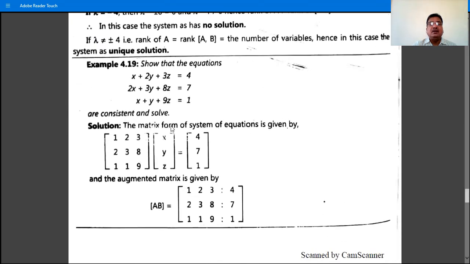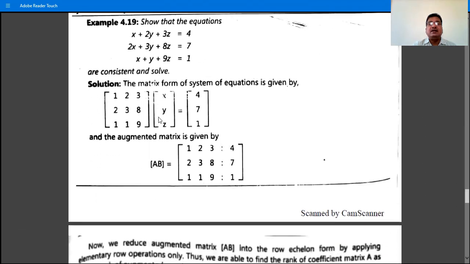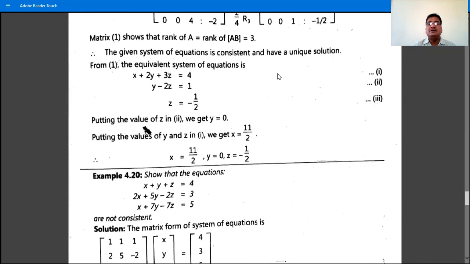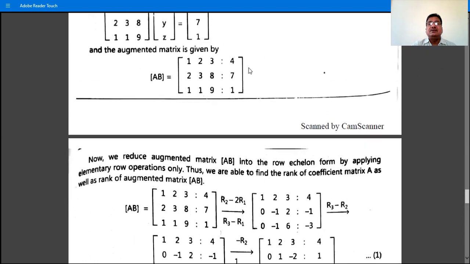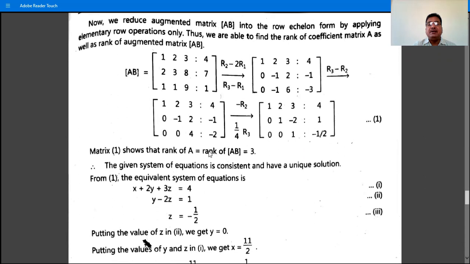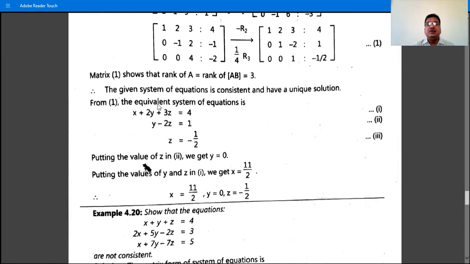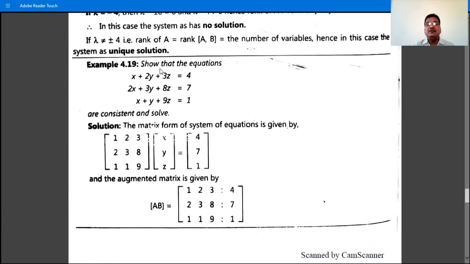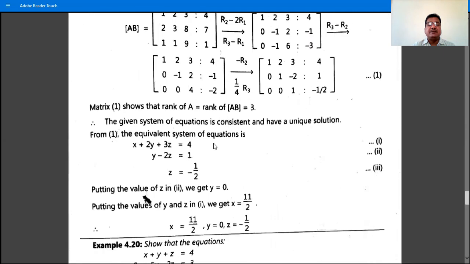So these are also some problems. Show that the system is consistent and then solve. So rank of A is 3, rank of AB is 3, and the rank of A is equal to rank of AB. The given system is consistent, and obviously has the unique solution, because it is equal to the number of variables. Number of variables are 3. Rank of A and rank of AB both are equal, and it is equal to 3. Therefore, the system has unique solution, and we have the value of X, Y, Z. We can also tally the values. If you substitute these values of X, Y, Z in this system, then all the equations are satisfied by these values.